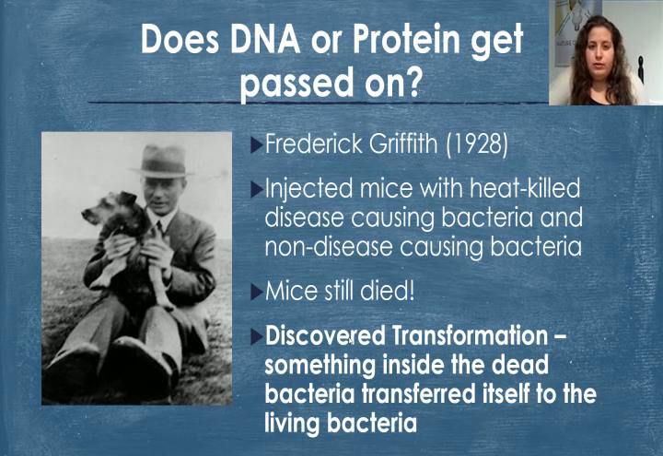There were 2 different types of a pneumonia bacteria. One that caused mice to get sick and die, and the other one that was harmless. The mice were fine. Well, he decided to take the disease-causing bacteria and kill it using heat. And when he gave that to the mice, they didn't die. It made sense. The bacteria was killed. But then he had the interesting idea of mixing the 2 together. The heat-killed one that causes the disease, and the harmless one.